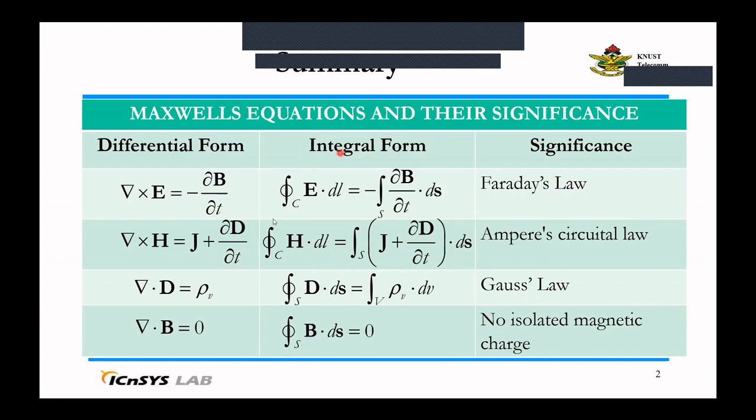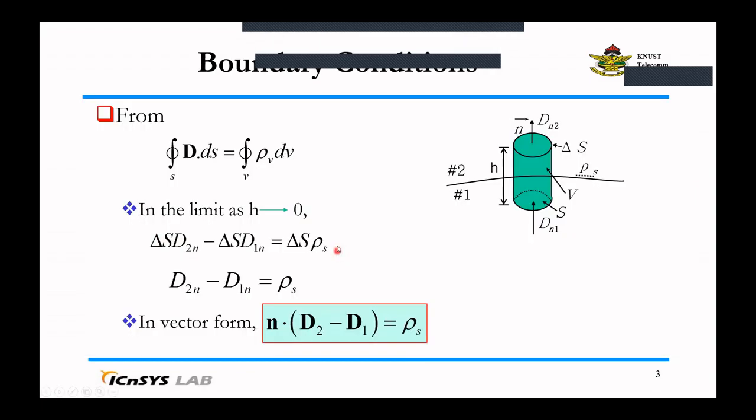Now it's important to remember the integral forms because usually when it comes to understanding and deriving the boundary conditions, we use the integral form of Maxwell's equations, which is why we are reviewing these equations before we continue. So now we look at the boundary conditions. First, for the electric flux density D.